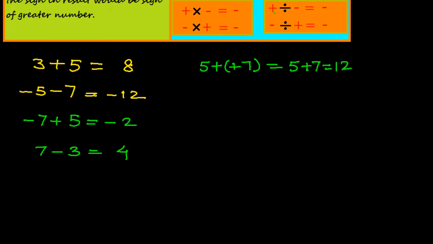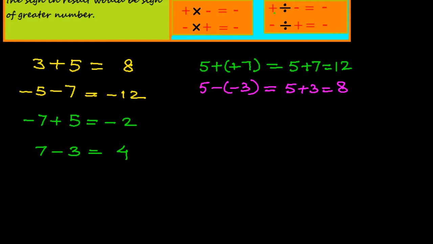Now I explain with another example. If we have to subtract minus 3 from 5, here you see the multiplication of signs, minus into minus, we get plus. The operation would be addition. So 5 plus 3, it would be 8.